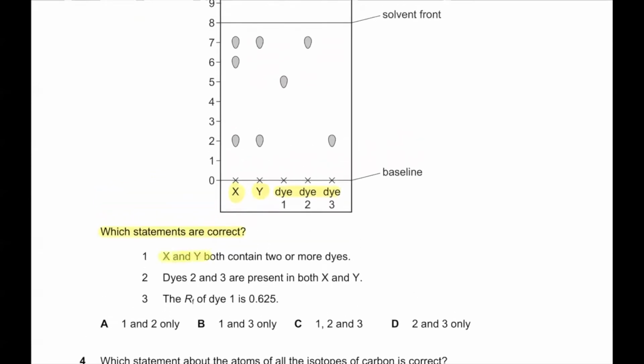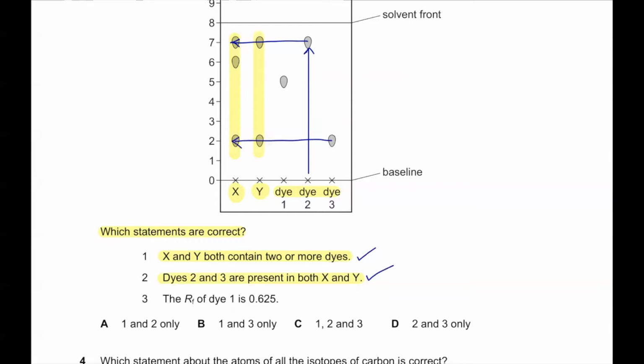First statement: X and Y both contain 2 or more dyes. We can see in X there are 3 dots, and in Y there are 2 dots. So both X and Y contain 2 or more dyes. That is correct. Next statement: dyes 2 and 3 are present in both X and Y. As we can see, dye number 2 is present in both X and Y. Dye number 3 is present in both X and Y. So this is also correct.